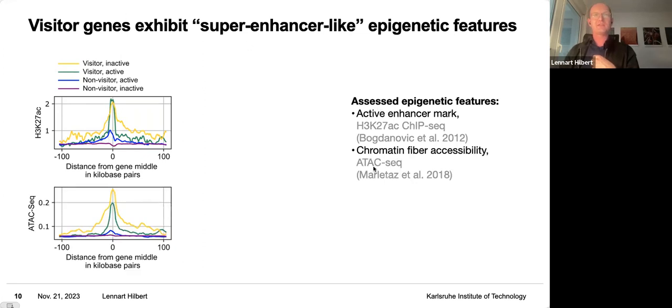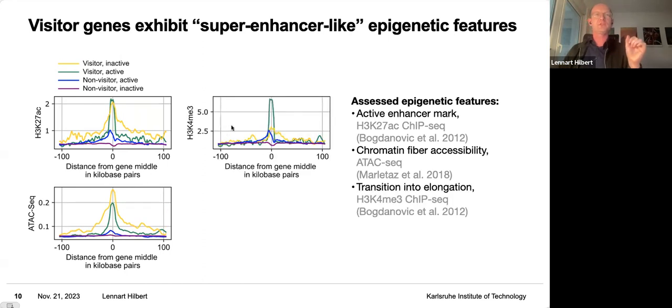Also, you can find by ATAC sequencing, which tells you how physically accessible the chromatin fiber is, or how unfolded locally, that the visitor genes are quite physically accessible to interacting molecules, while the non-visitor class is not very accessible, which is again very similar to super enhancers that are active. You can find that the histone 3 lysine 4 trimethylation mark, which tells you whether a gene is not only prepared but really activated in terms of transcription, is present for the visitor active class and distinguishes it from the inactive, which also makes sense and is what you would expect.